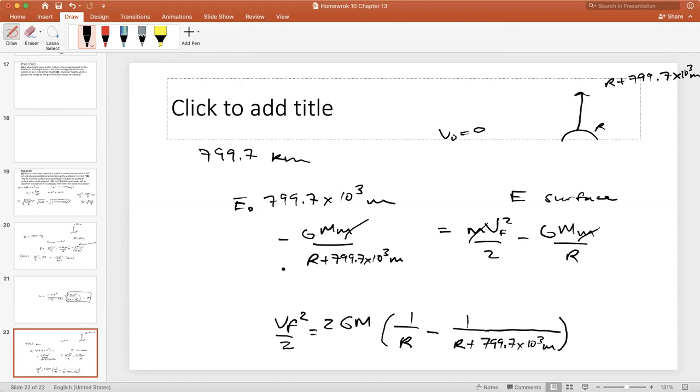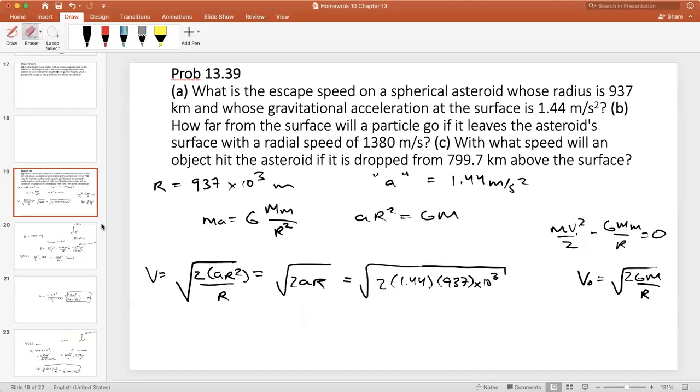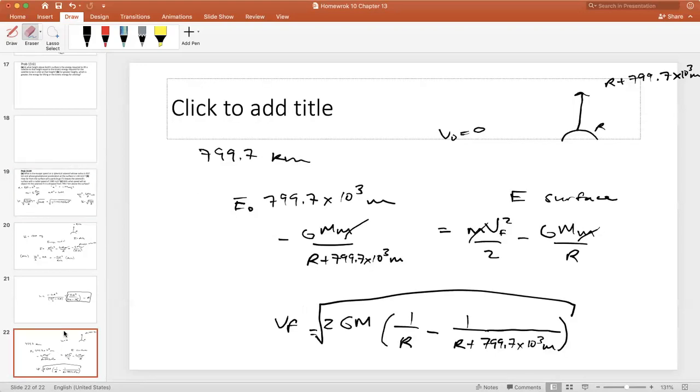If I multiply through by 2, I can get rid of this. And if I take the square root of all this, that's pretty easy. I can get a number. We were given the radius of the asteroid was 937 kilometers, or 937 times 10 to the third. So that part's not too hard to understand, right? And we're all good, I hope.